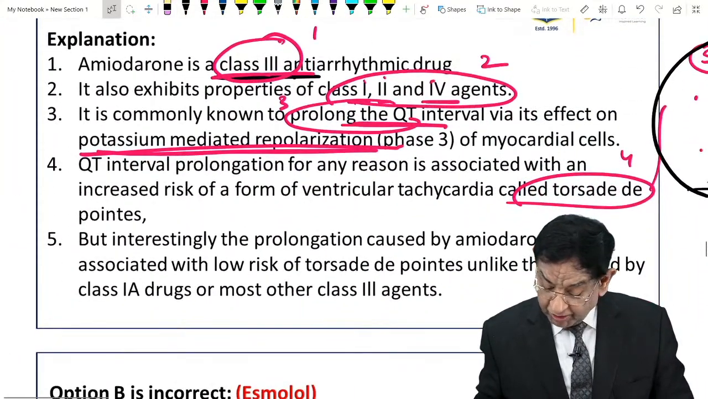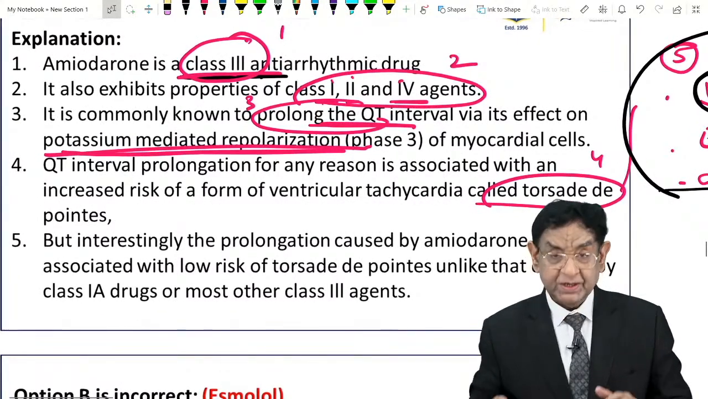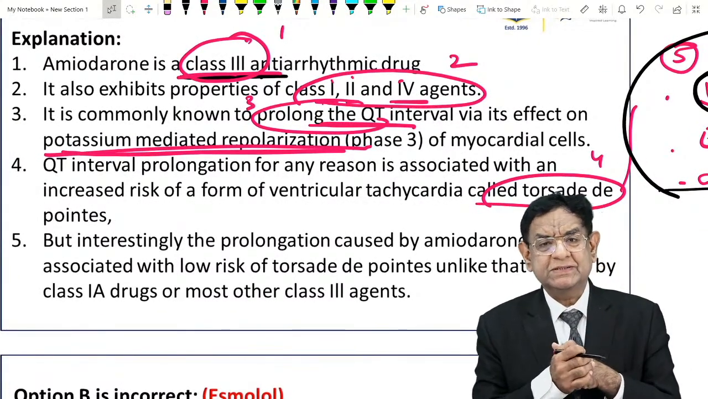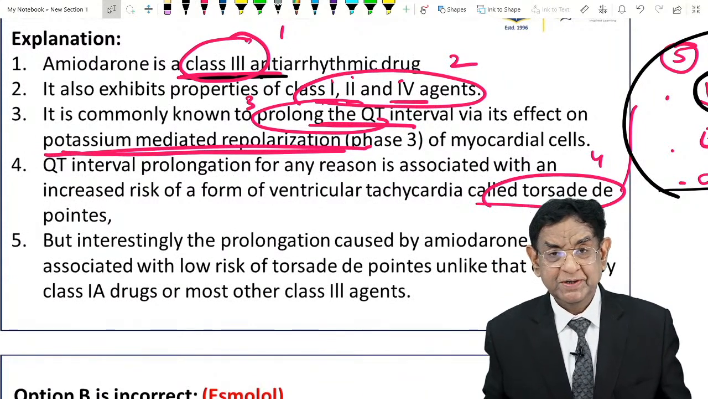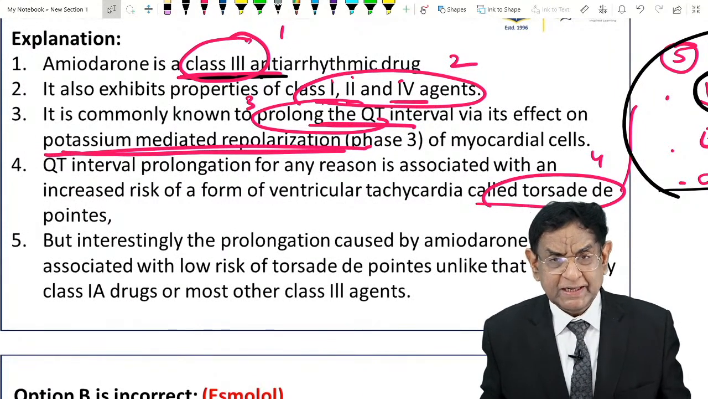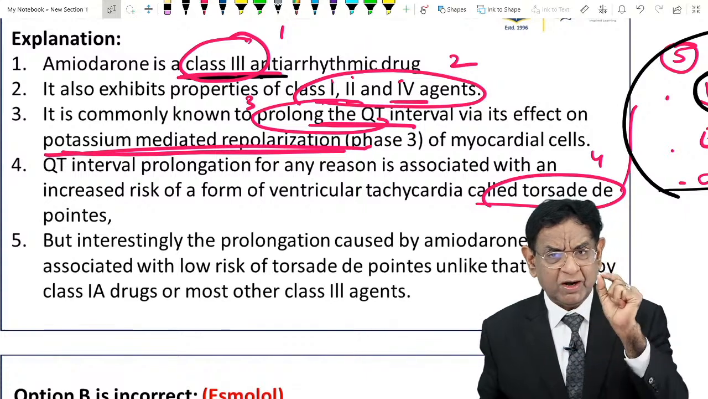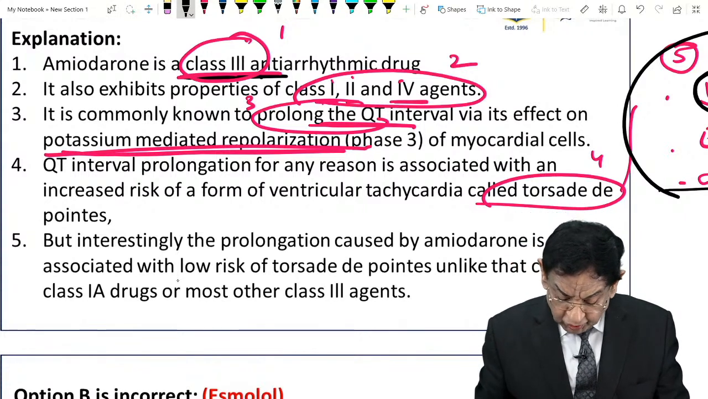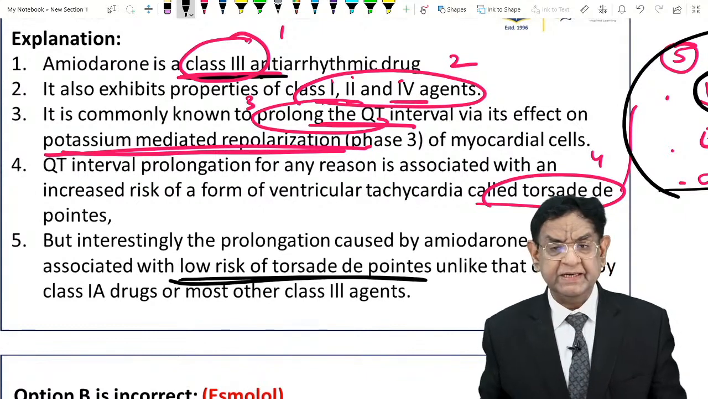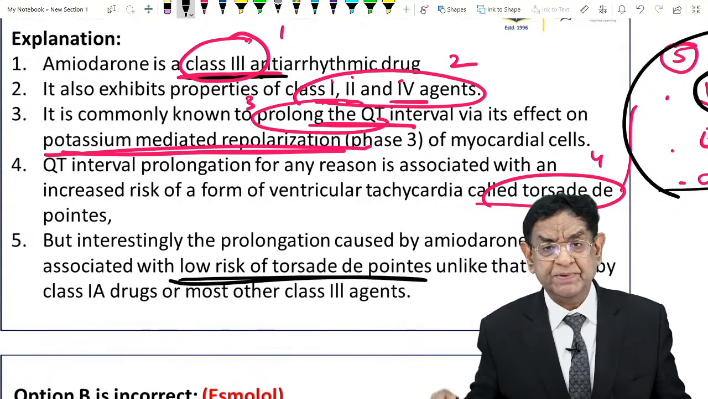Well, now comes the gold medal line. Amiodarone also causes prolonged QT interval. But surprisingly, this is the only condition with prolonged QT interval which has a low risk of torsade. It's not as common as compared to other drugs.